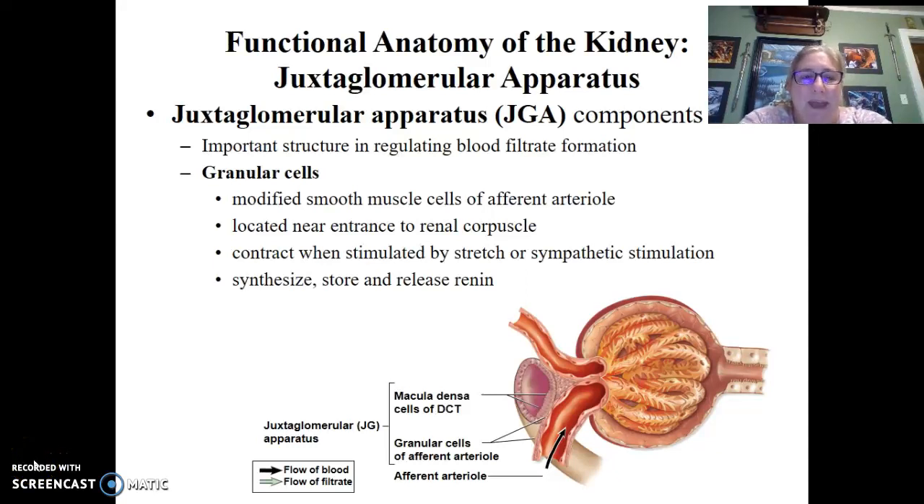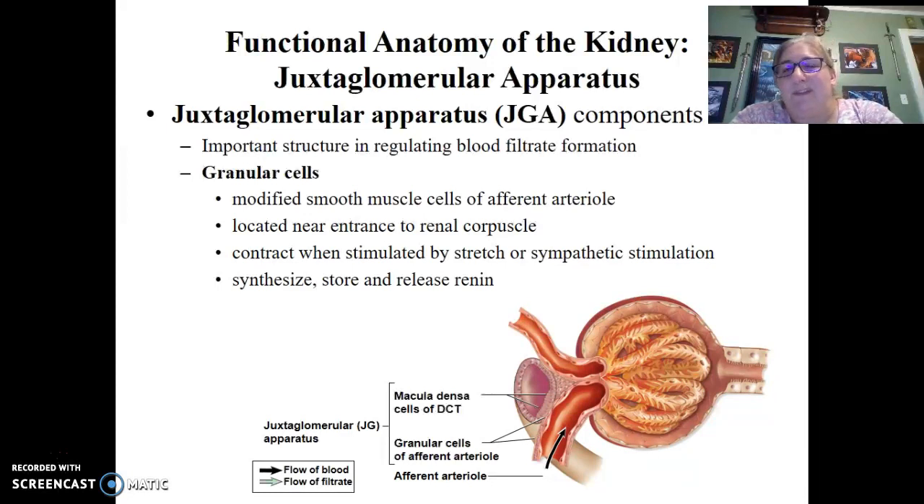Hi, so we're back and we're going to start talking about the juxtaglomerular apparatus, which helps in maintaining blood filtrate formation as well as blood pressure of the kidneys. There are three types of cells. On here you can see the macula densa cells labeled, and you see the granular cells labeled. And then right in this area, we have mesangial cells. Mesangial cells are kind of like the macrophages of the kidneys.